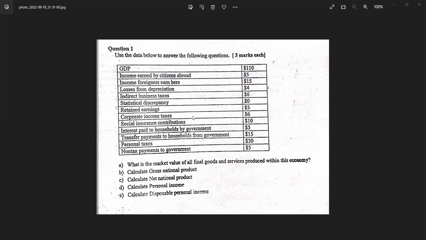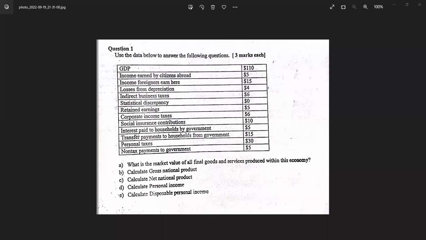Corporate income taxes. I mentioned it earlier. Taxes that we charge on the company as a whole. Social insurance contribution. Every company does insurance, or if you have a car, you do insurance on it so that in case something happens to it in the future. Then interest paid to households by government.